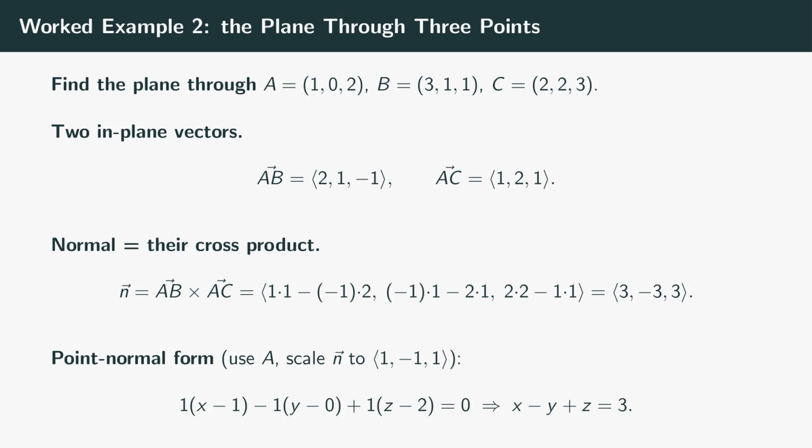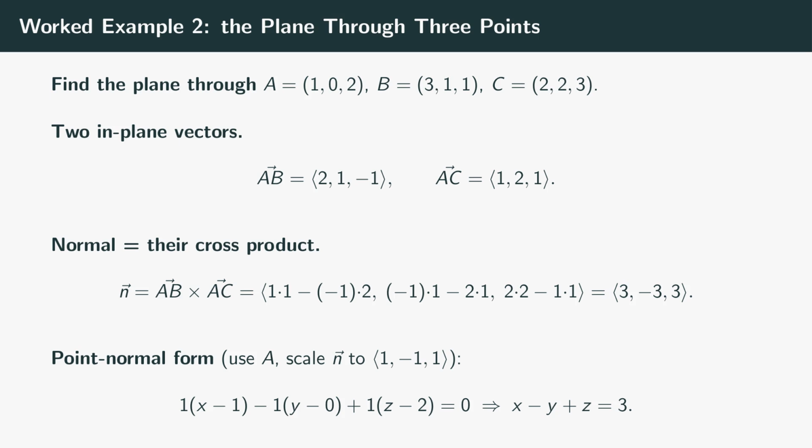First, get two vectors that lie in the plane by subtracting points. The vector from A to B is 2, 1, negative 1. The vector from A to C is 1, 2, 1. Both of these lie flat in the plane, so a vector perpendicular to both of them is perpendicular to the whole plane. That is exactly a normal. Cross them. The result works out to the vector 3, negative 3, 3, which points in the same direction as the simpler vector 1, negative 1, 1, so we use that as our normal.